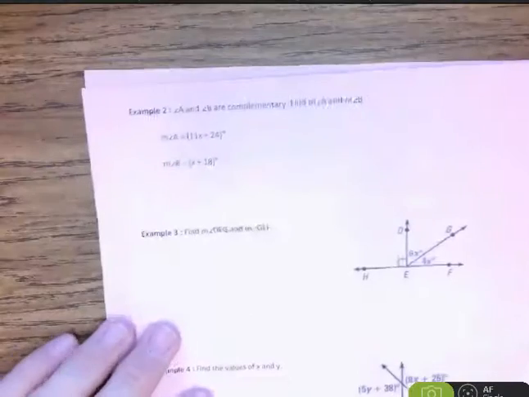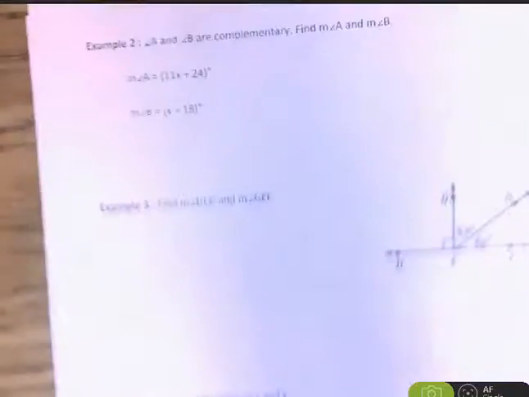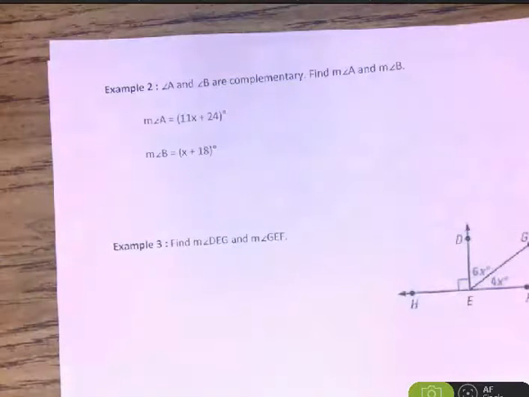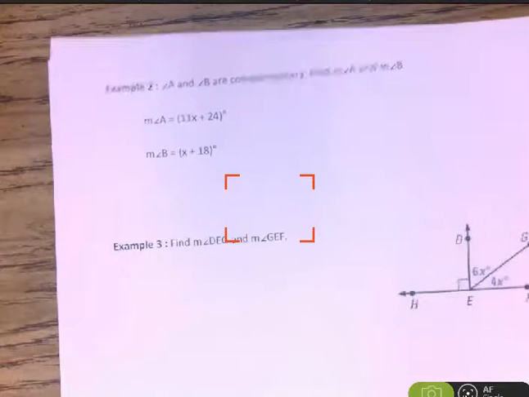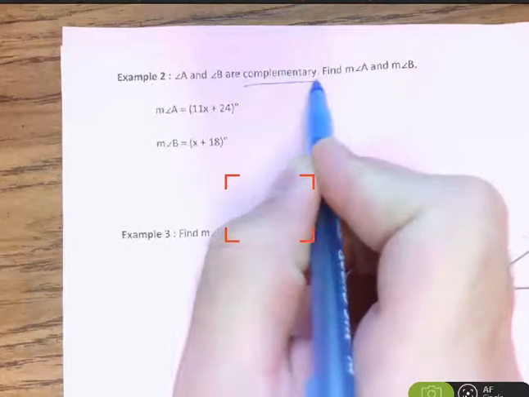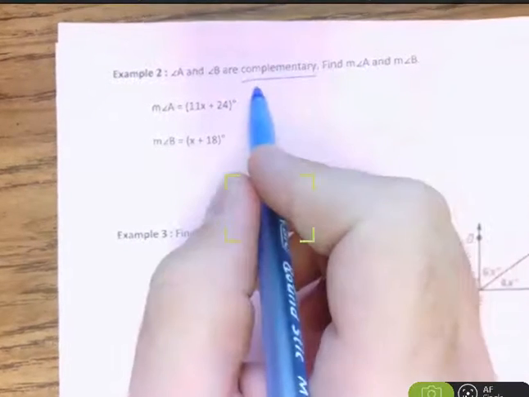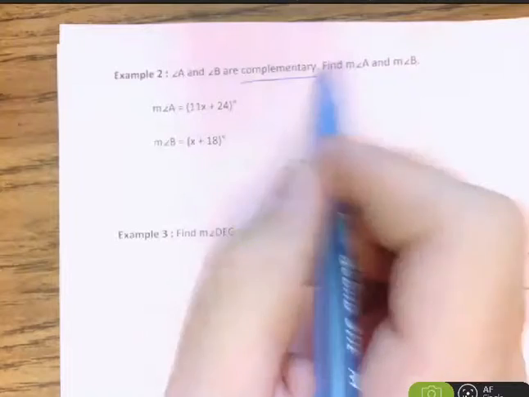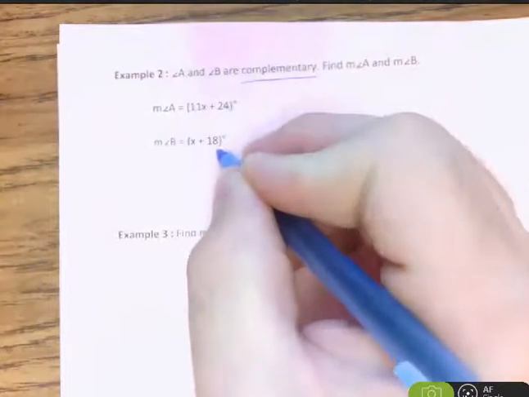Another special pair that we talked about, let me zoom in a little bit here. Another special pair we talked about were complementary angles. Let me just clarify that a little bit. All right, so we have two angles here that are given to us as complementary. If you look in your notes, you'll see that complementary angles must add up to 90 degrees. So angle A and angle B have to add up to 90.